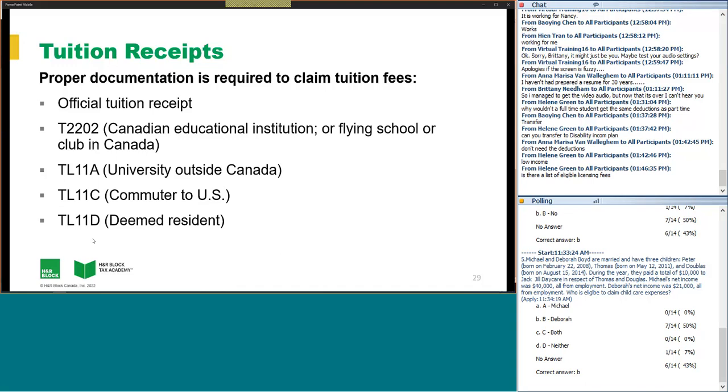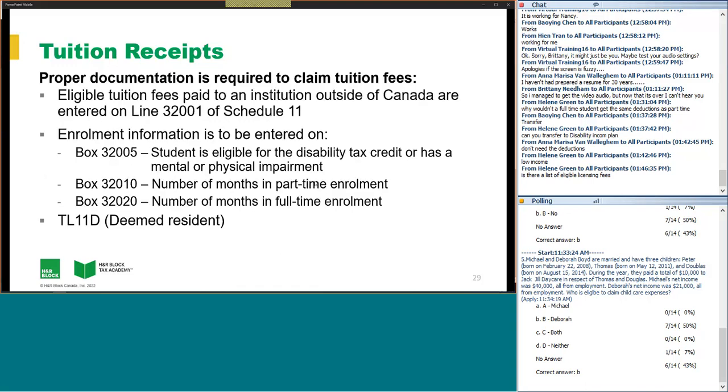If they're a commuter to the U.S., they live here, but they go to school across the border, there's a TL11C. Most of those schools do that for their students as long as they know that they're commuters. But again, you may need to give this university a little bit more help to get the documents. And then deemed residence is a TL11D. That's outside the scope of this course. We're not going to talk about that. But TL11As, you have to know how to get. T2202s, you're going to see all the time.